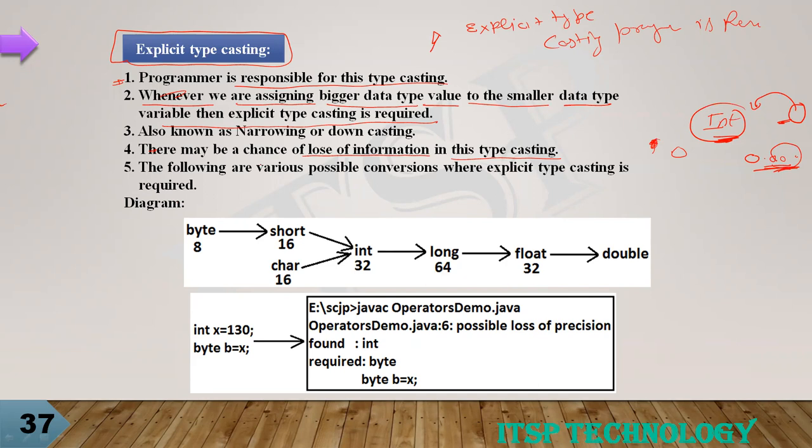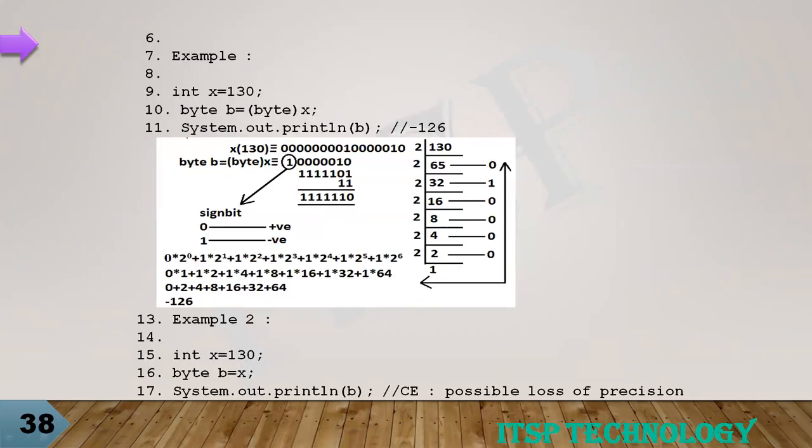So that's why. The following are various possible conversions where explicit typecasting is required. Byte, short, int, double, float. X to byte, you will get that error. But solve this error, guys. Here, x equals 130, then typecast to byte. You can typecast this by using this, explicit typecasting is happening like this. Okay. Significant, weak kind of thing is there. You can observe what the internal is happening. Okay. Like that.